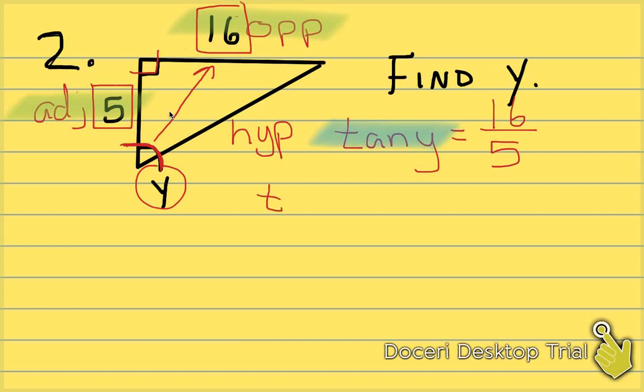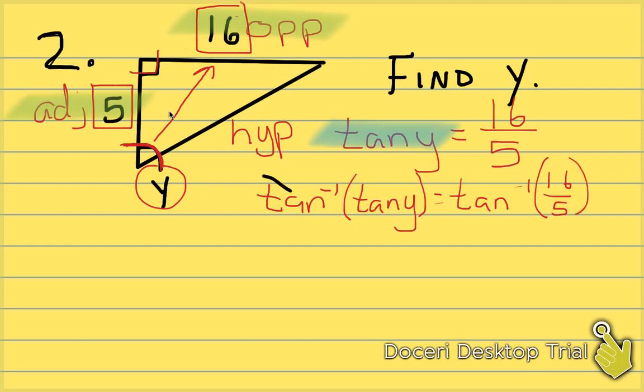We're going to use arctan of both sides. So arctan of that side and arctan of this side. We'll do the same thing. The tan inverse and the tangent cancel out. We're left with just y. You should plug tan negative 1 of 16 over 5 into your calculator, and you should get back something like 72.6.